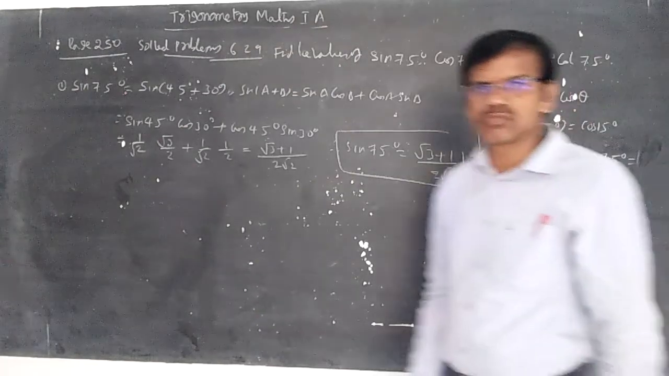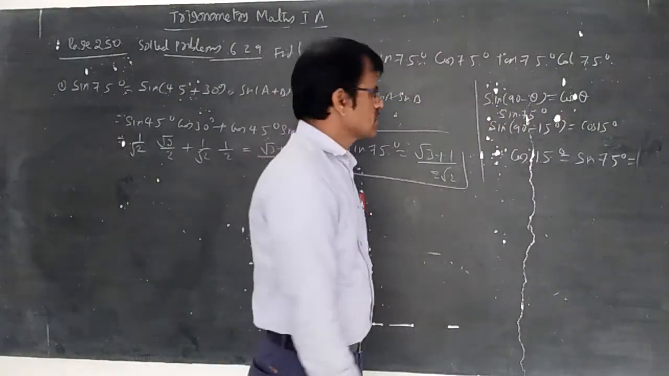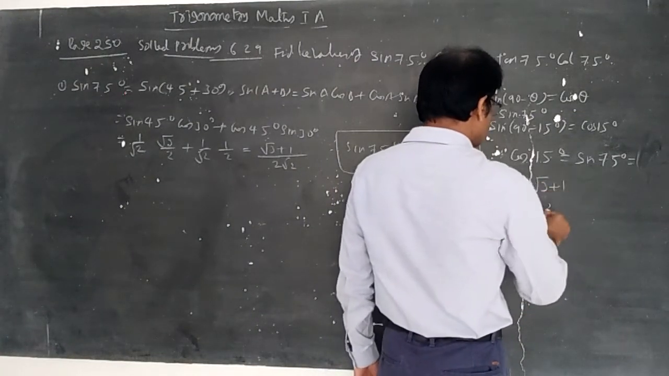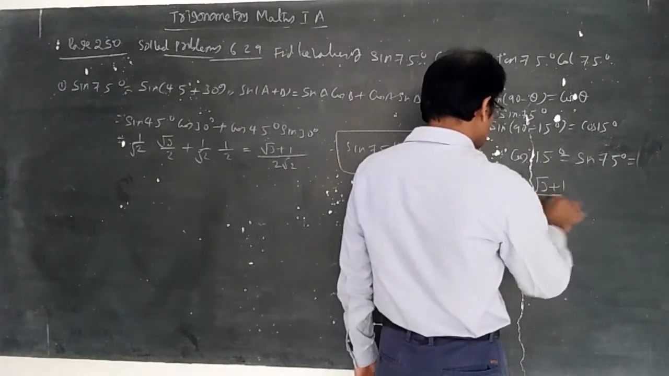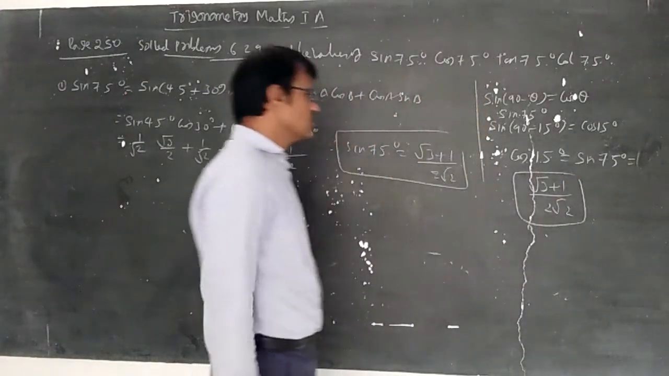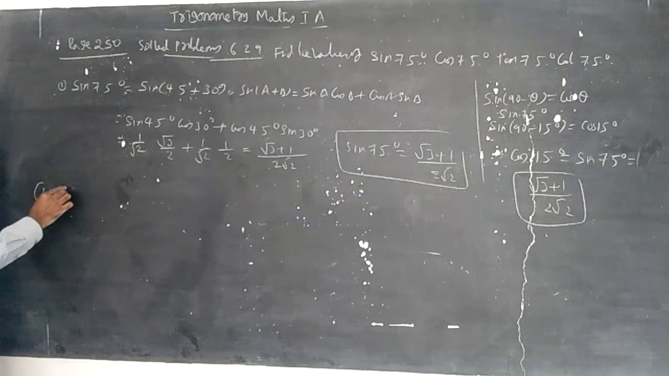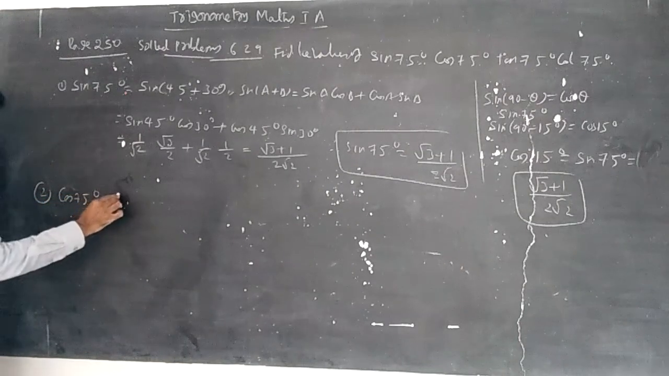root 3 plus 1 by 2 root 2. Sin 75, so cos 15 and sin 75 degrees is equal to root 3 plus 1 by 2 root 2. Now, second one is discussing cos 75.